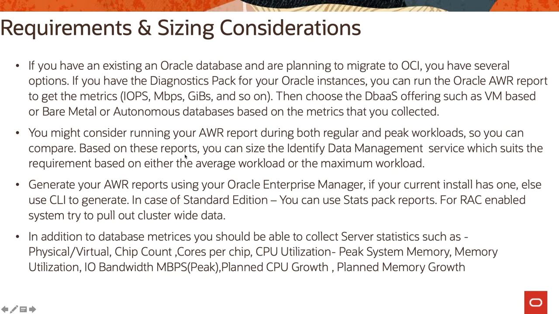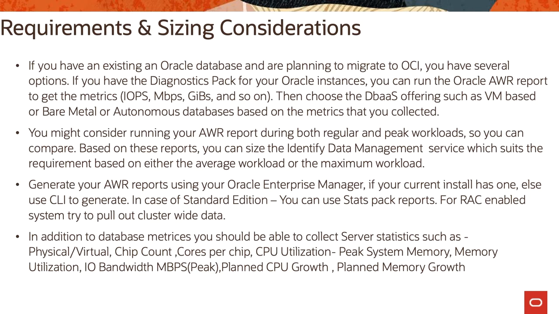You might consider running the AWR reports during both regular as well as peak workloads, so you can compare. Based on these reports, you can size the database service which suits your requirement based on either the average workload or the maximum workload. These AWR reports can be generated either using Enterprise Manager or through the command line using awrrpt commands. If your current install has maybe a Standard Edition, you probably want to use Statspack, because AWR reports are not available on a Standard Edition version of the database.